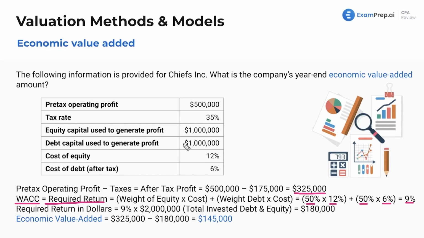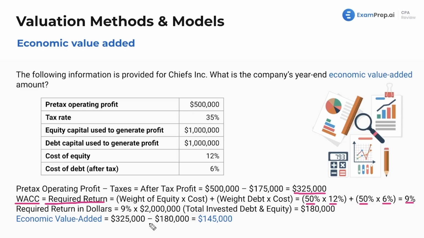Well, presumably we're using this total $2 million to buy assets, to invest. Otherwise, why are we raising it? And why are we even considering it? So this is $2 million of assets purchased. 9% of that total invested capital, right? Debt and equity, again, presumably buying assets, gives us $180,000. Same as we did for residual income. And economic value added, here we go.